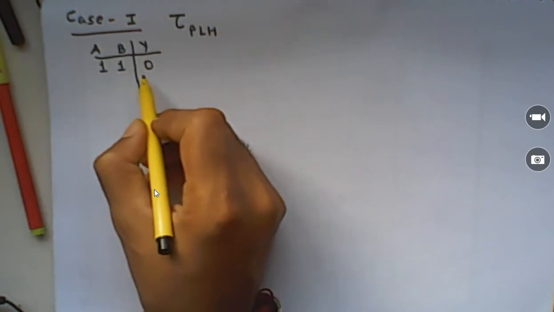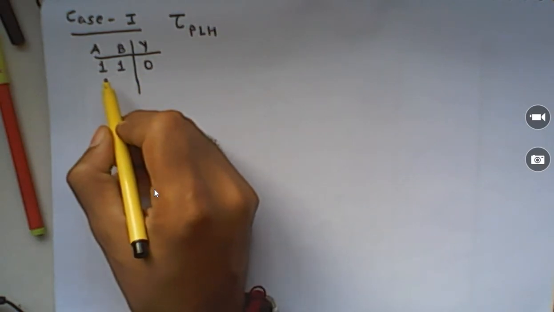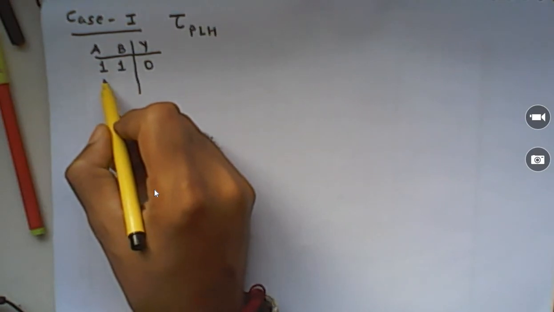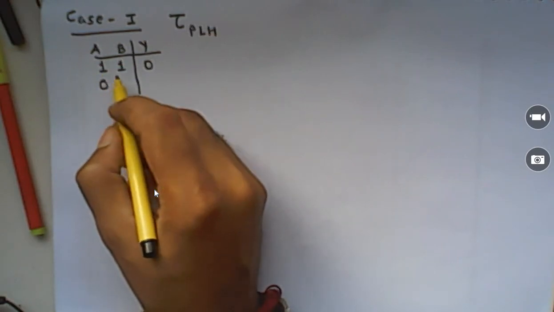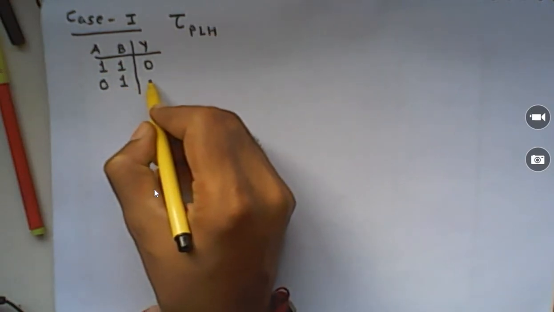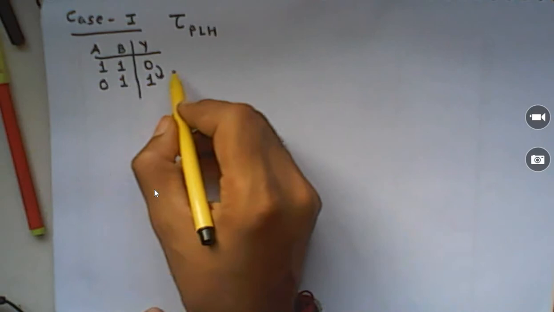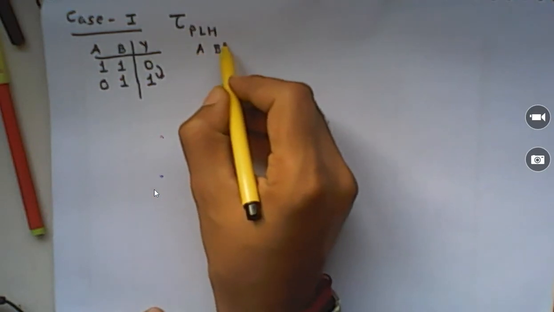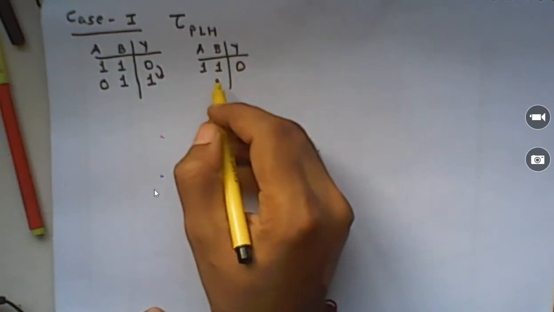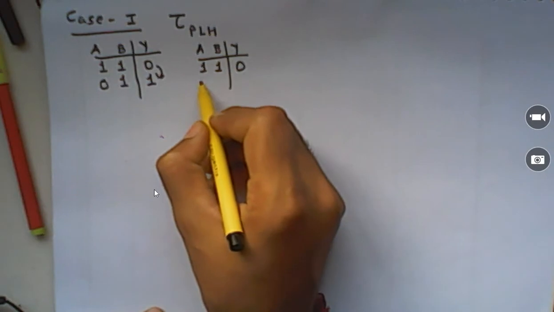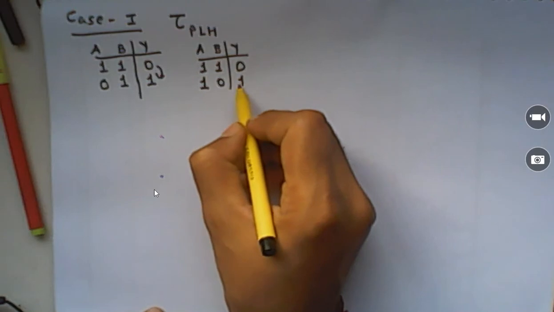Now the output goes from 0 to 1 whenever any one of the inputs goes from 1 to 0. Let's take the first case, where input A goes from 1 to 0 and input B stays as it is; then the output goes from 0 to 1. The second case: both inputs are initially 1, 1, so the output is 0, and input A stays 1, but input B goes from 1 to 0, and then the output goes from 0 to 1.